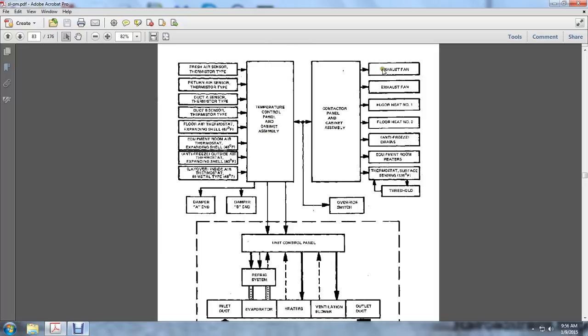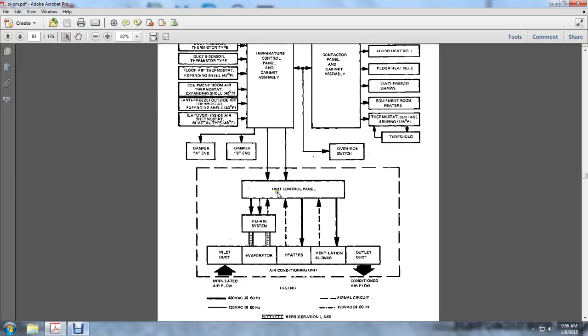And from the left, you have your exhaust fan, your floor heat numbers 1 and 2, the anti-freeze equipment room thermostat, and sensing threshold, the temperature control cabinet, and the assembly connecting to the contactor assembly panel and the contactor assembly. From the contactor assembly to the control panel assembly, it goes into the override switch. From the temperature control panel and cabinet assembly, you move into the dampers A and B, and then into the box of the unit control panel, the refrigerating system with evaporators, heaters, and ventilation, and out. Through the inlet, the mixed air flows in, and through the outlet, the conditioned air flows out.